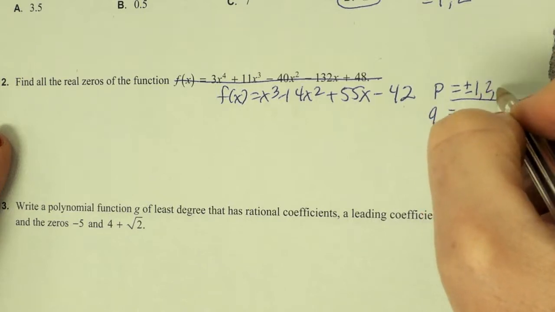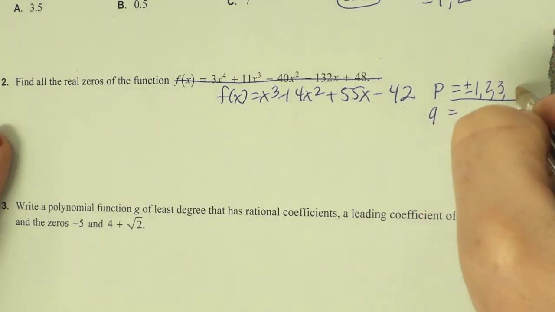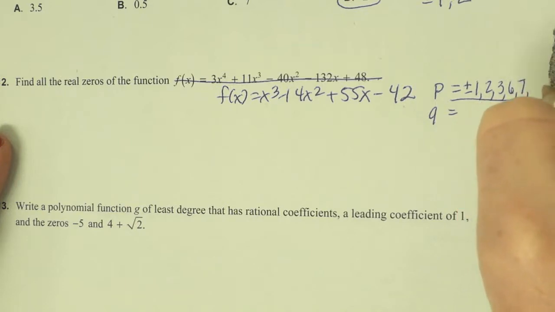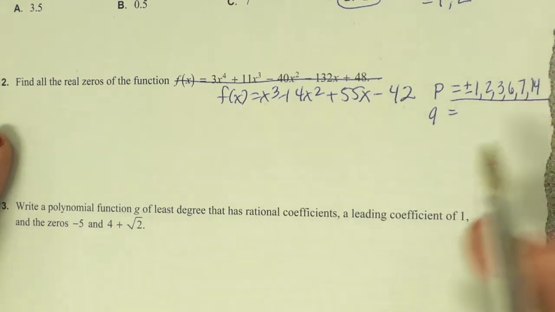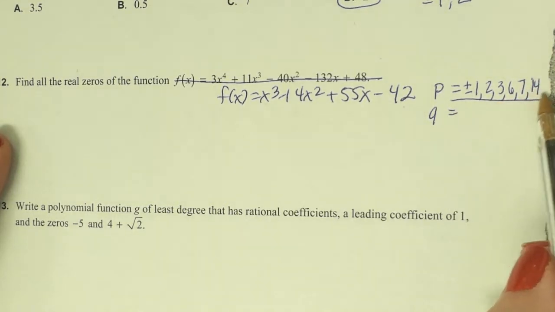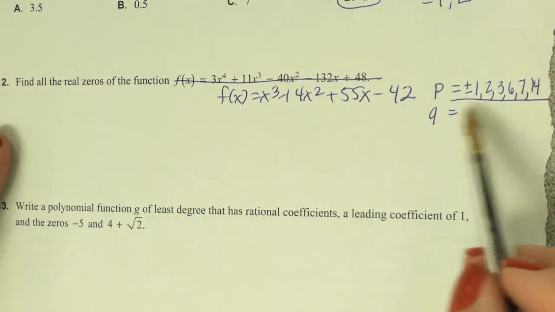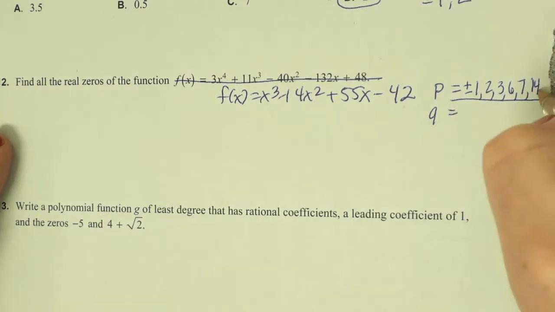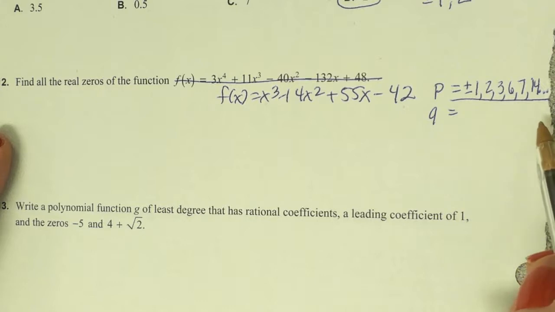1, 2, 3, 6, 7, not 8. 3 times what is 42? 3 times 14? Yeah, 14. Okay, so you get the idea. It's pretty rare that it's these huge numbers, so I'm not even going to continue, but I'm going to put dot, dot, dot. So you see the pattern there, right?